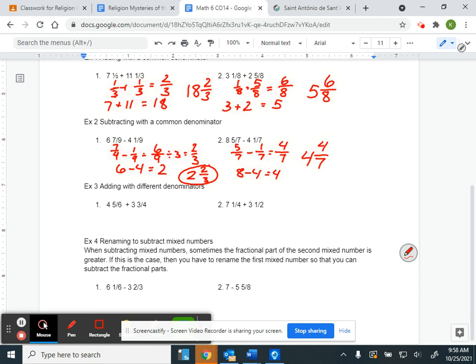Now we have adding with different denominators. So now we have that extra step we have to go through. That's step number 1. I'm going to look at 5/6 and 3/4. I need to find a common denominator between the 6 and the 4. What would be a good common denominator, Josie? 2. No, that's the factor. Remember, the common denominators are multiples. So what can 6 multiply into and what can 4 multiply into, Josie?